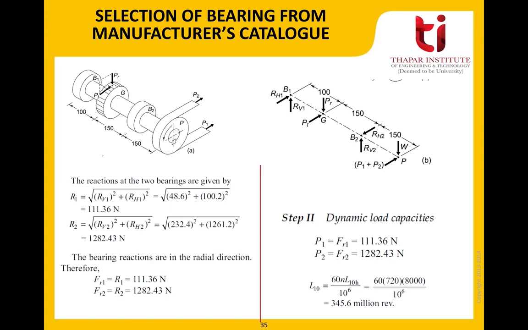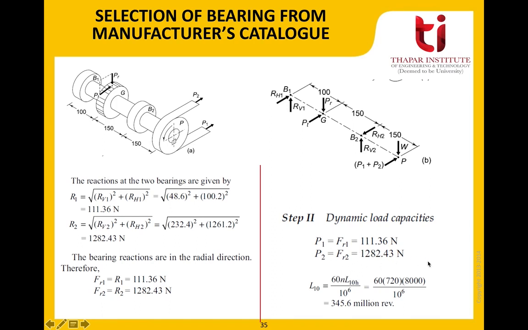Then we move to step 3. Since there is only radial force acting on the bearing and there is no axial force, X will be equal to 1 and Y will be equal to 0. So we move to step 4, which is to evaluate the equivalent dynamic load. We will do it individually for both the bearings. We will get P1 as 111.36 and P2 as 1282.43 Newton.